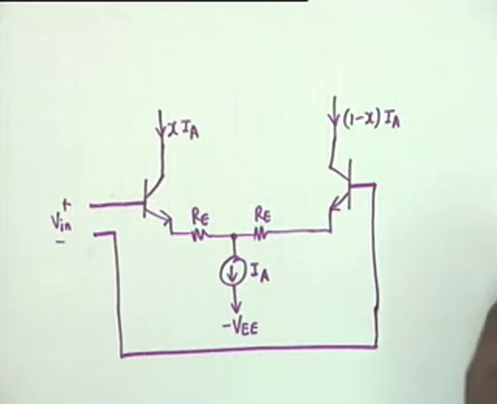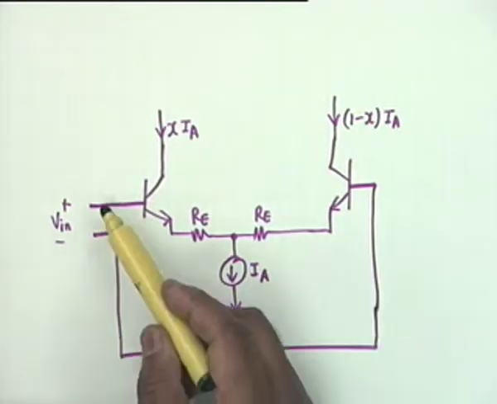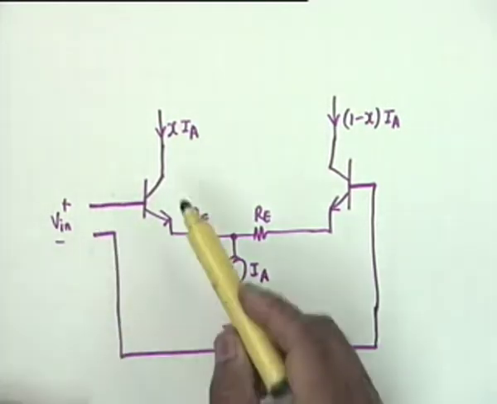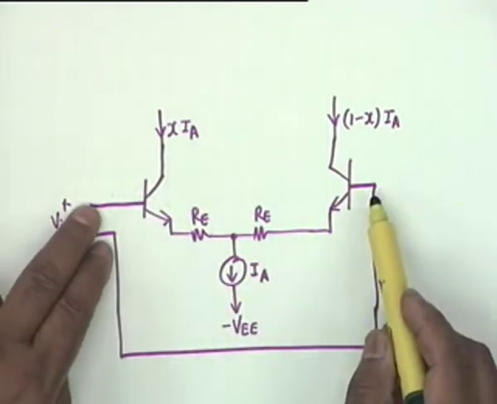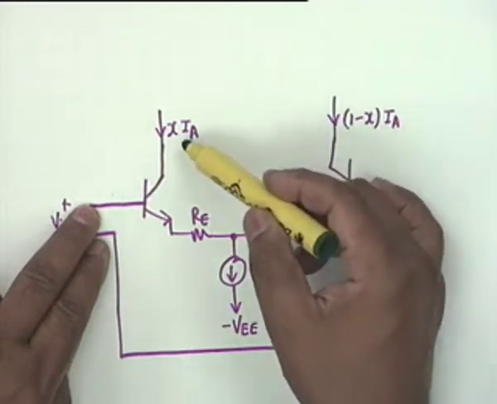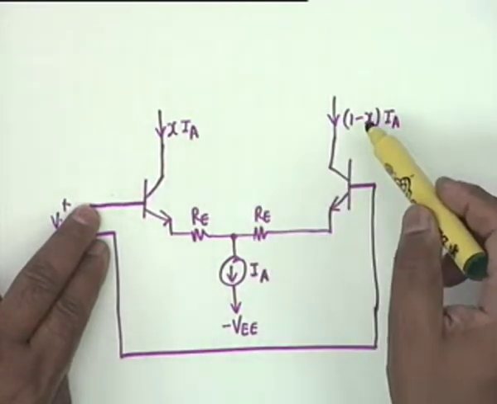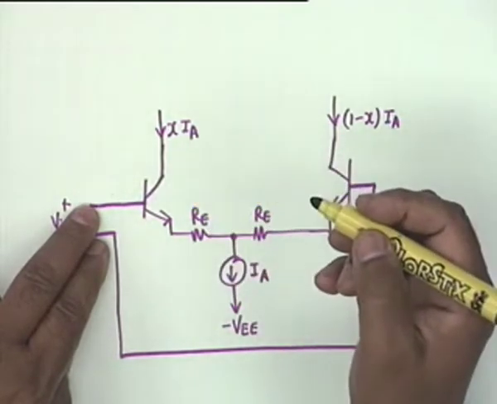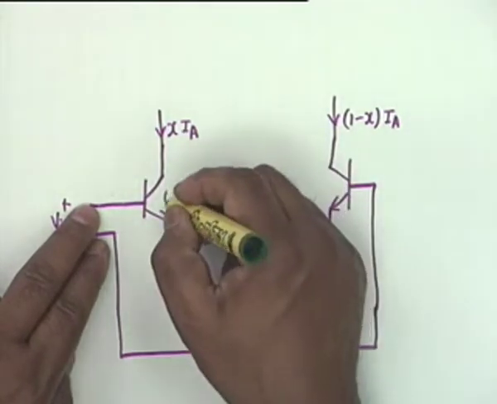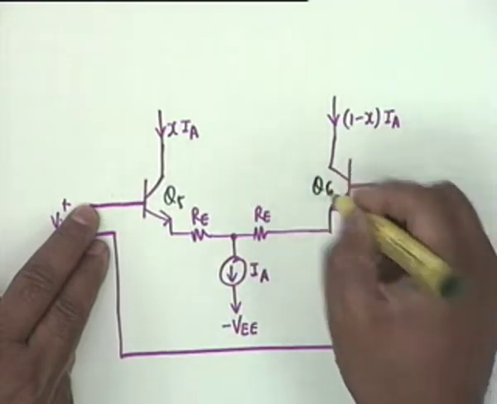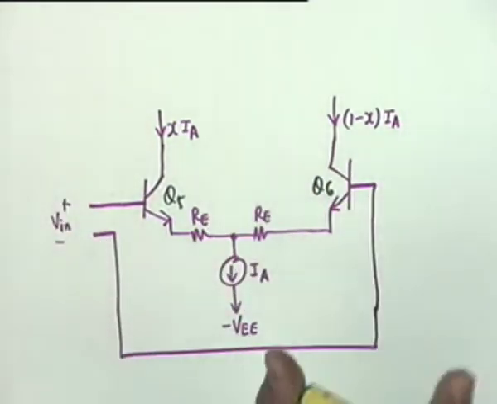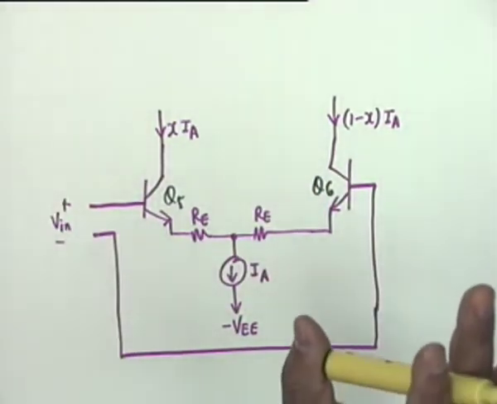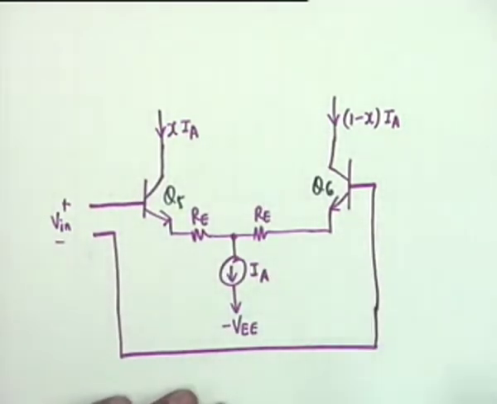You can see that if these two are tied together, if the two bases are connected together, then this current and this current shall be identical, because these transistors are absolutely identical. We can name them as Q5 and Q6. All transistors are identical. They are made in a chip.